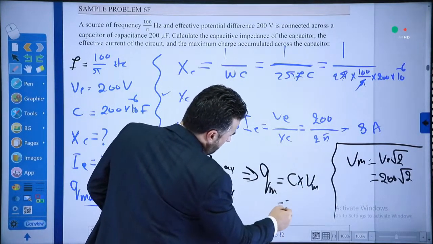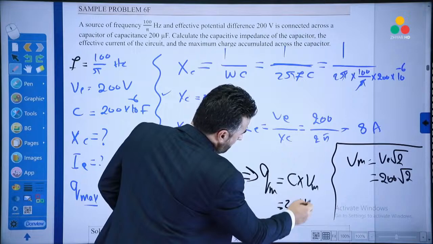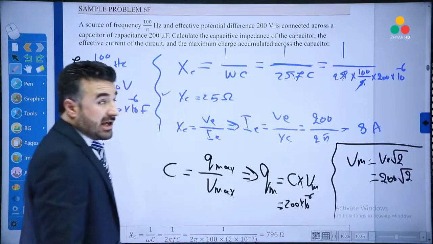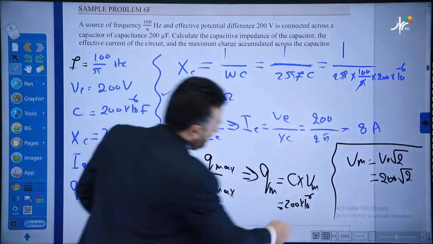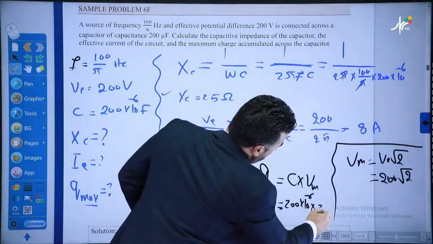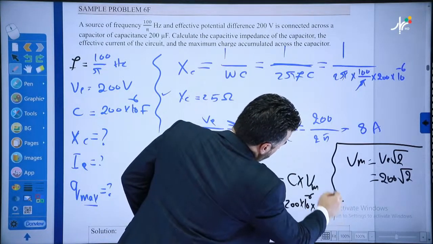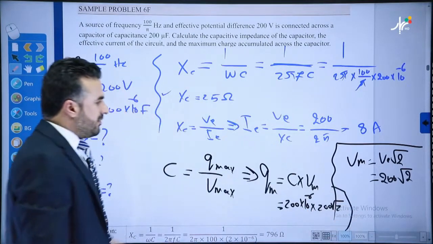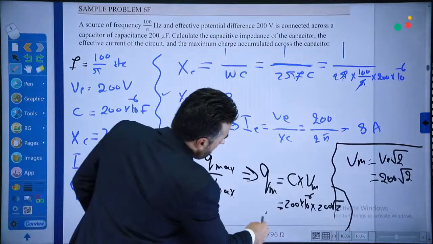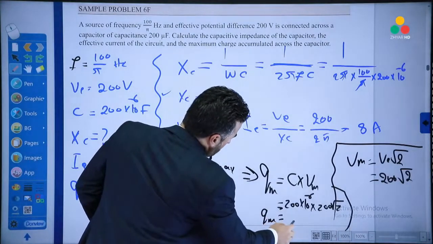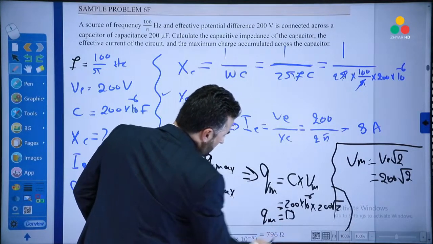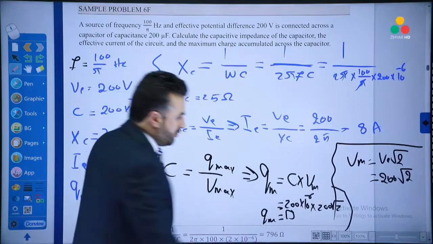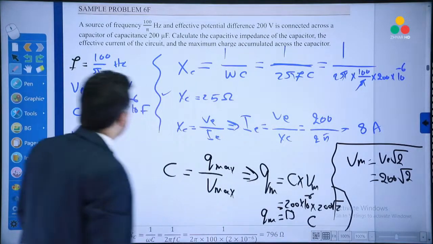So the value for the capacitance is 200 times 10 to the power negative 6, because it was microfarad, don't forget, and then multiplied by, we can say, 200 times the square root of 2 here. And then you do the math, of course, you'll find the maximum charge that is basically stored on the 2 plates of the capacitor. But don't forget, charge is measured in coulomb, so this much coulomb here.